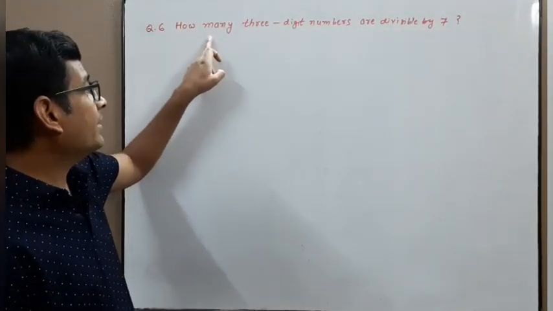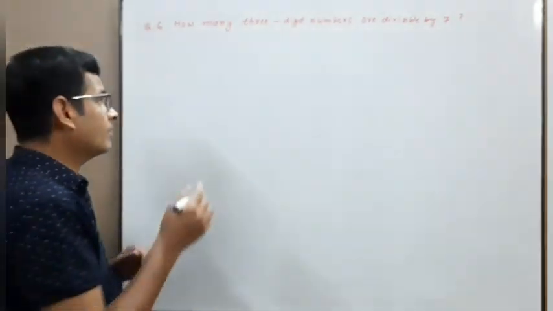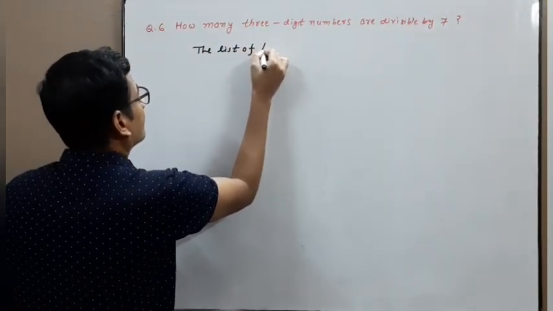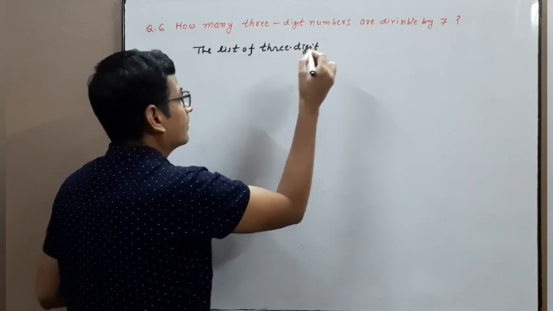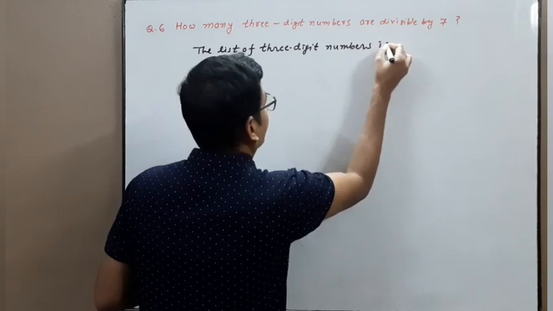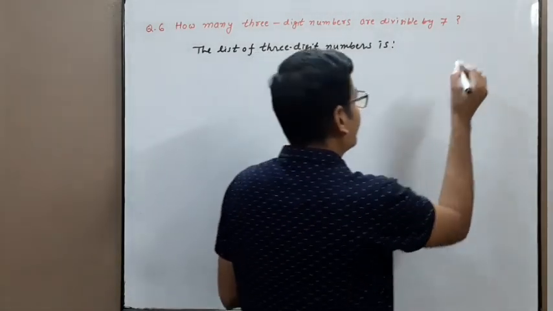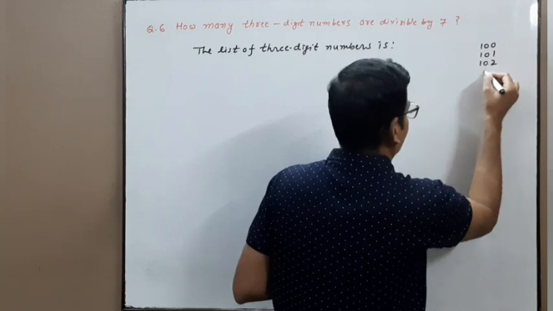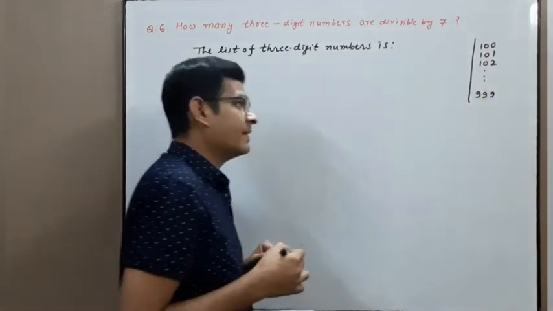Next problem. How many 3-digit numbers are divisible by 7? So first step, the list of 3-digit numbers. How can we write the list? 3-digit numbers start with 100. The first number is 100, then 101, 102, in this way. The last number is 999. Which 3-digit numbers are divisible by 7?